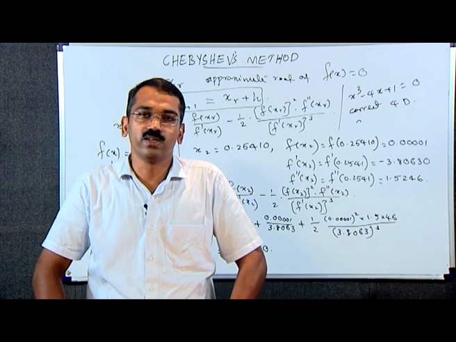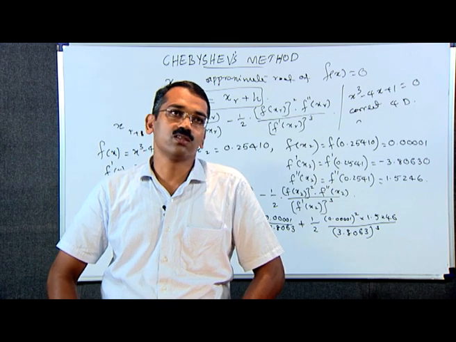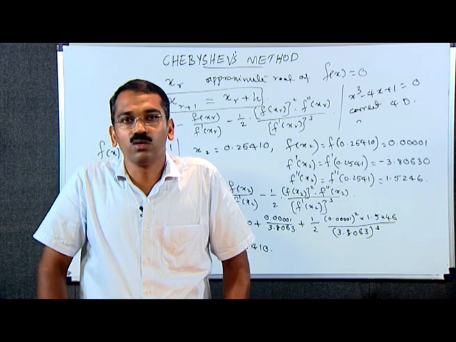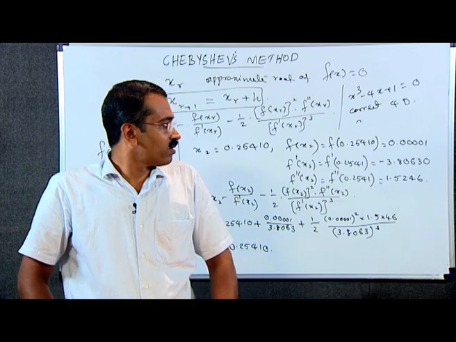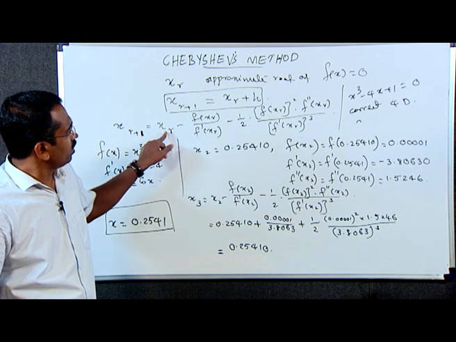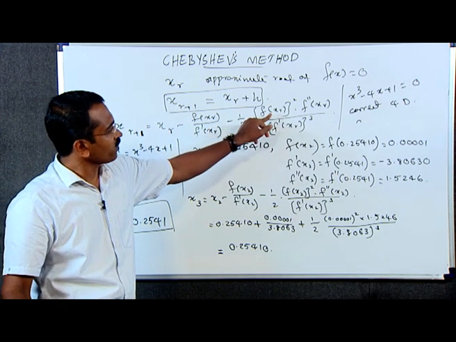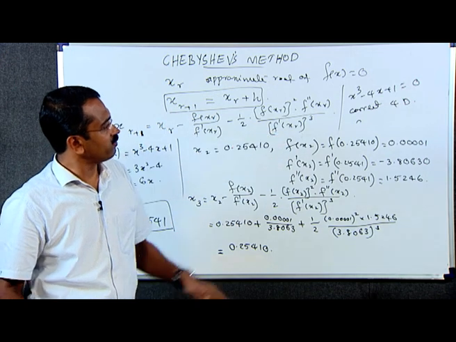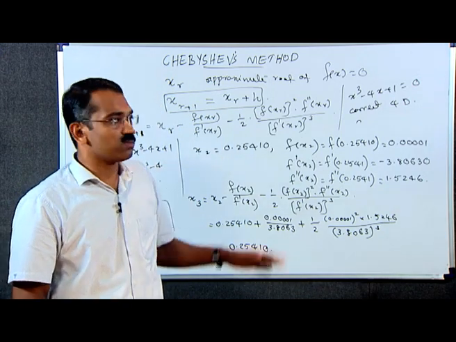With this example, let me conclude this session. In this session, we discussed Chebyshev's method, which is a method to solve an algebraic or transcendental equation. In this method, the iterative formula is x r plus 1 is equal to x r minus f of x r divided by f dash of x r minus 1 by 2 into f of x r square into f double dash of x r divided by f dash of x r the whole cube. And we have done one example for this method.